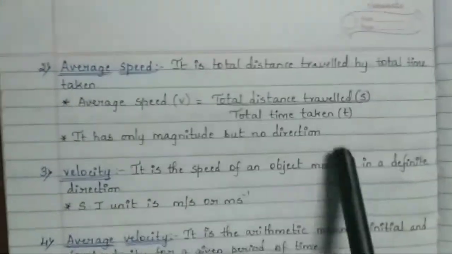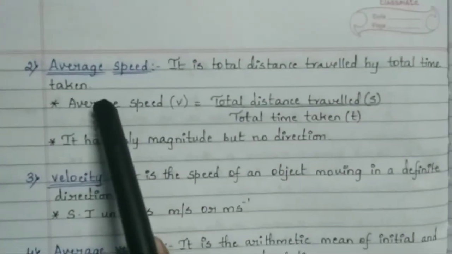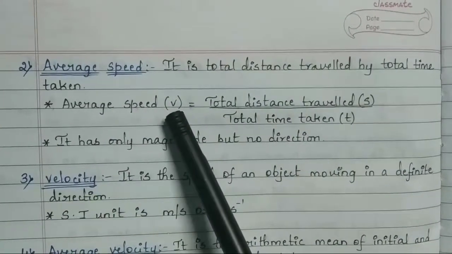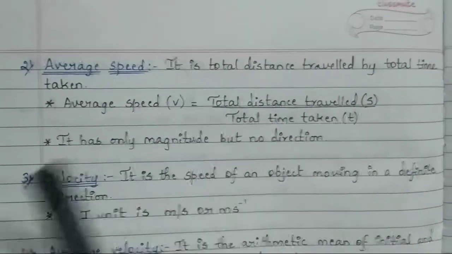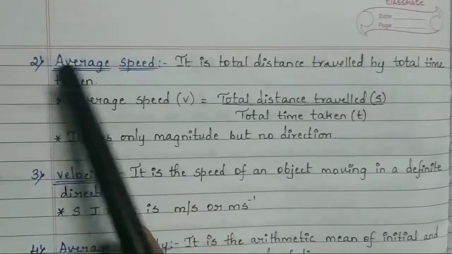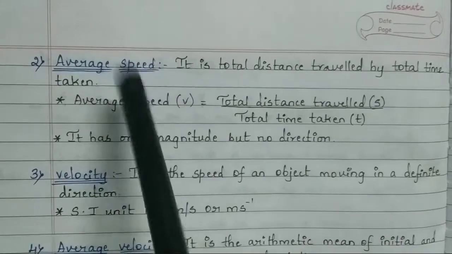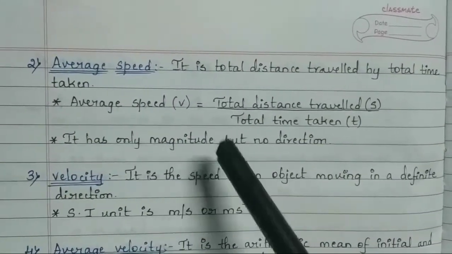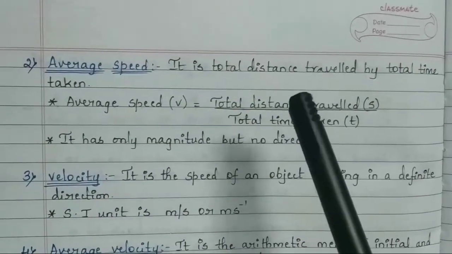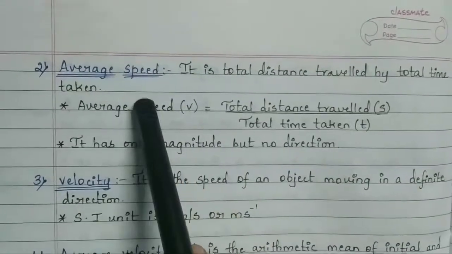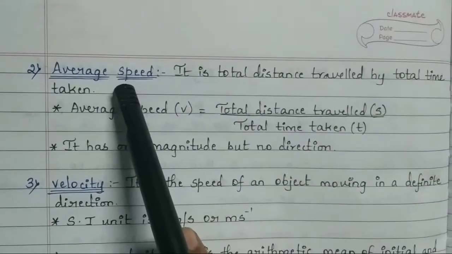Next comes average speed. We have studied speed, so why do we need average speed? Don't you think both are the same? Yes, both are the same. But speed is taken in uniform motion, whereas average speed is taken in non-uniform motion. In non-uniform motion, the distances will differ, which means the distance traveled is not uniform. So in that case, average speed acts there.